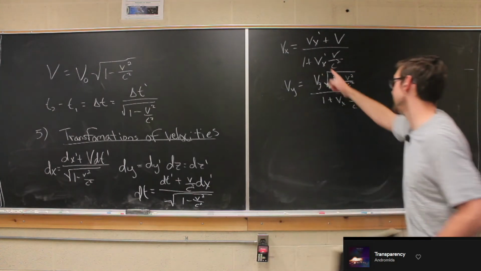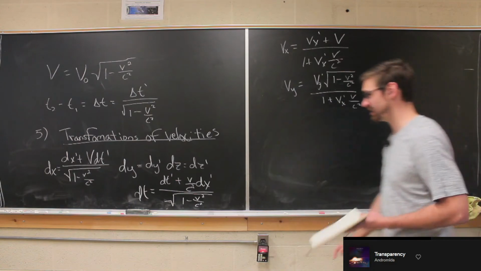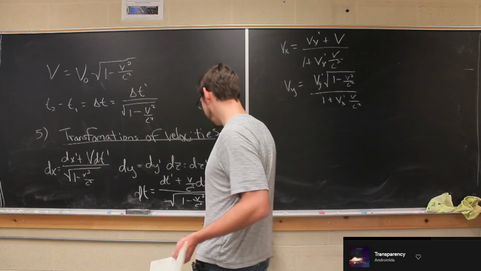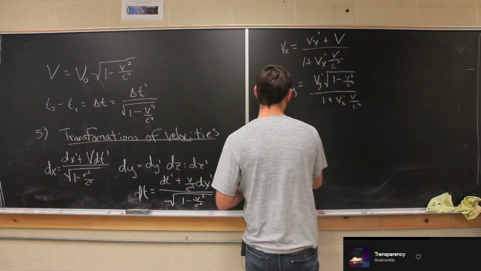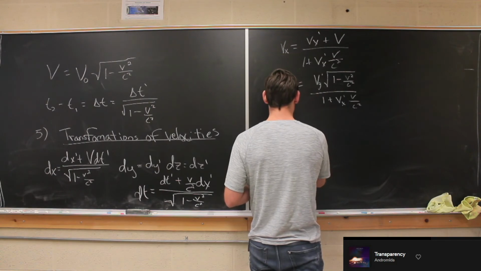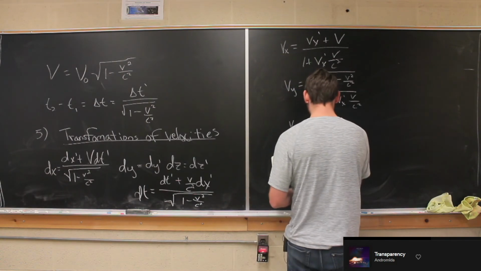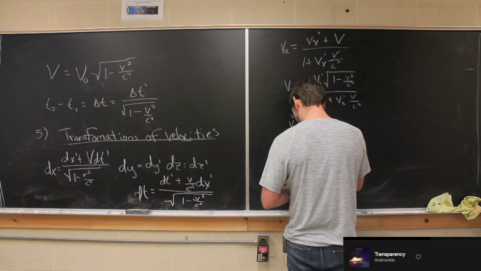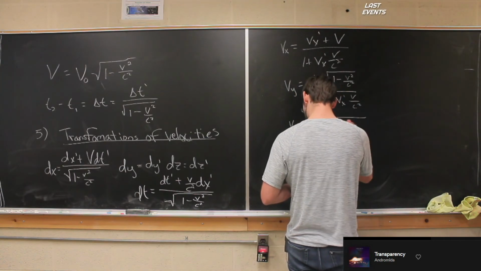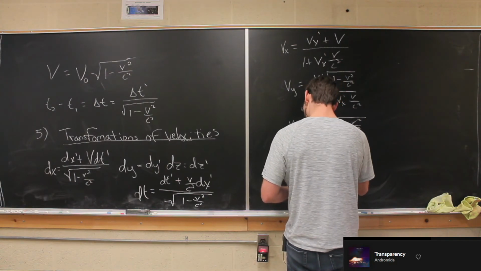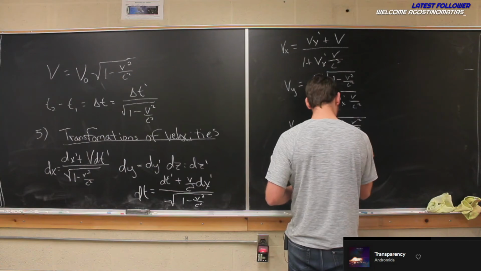Notice how these both have Vx primes in the denominator. That's a result of dt existing like this, because again, k prime is moving in the x direction. Of course, it would change if k prime was moving in a different direction, but that was how we started this: k prime was moving in the x direction. V squared over c squared, all divided by 1 plus Vx prime v over c squared.